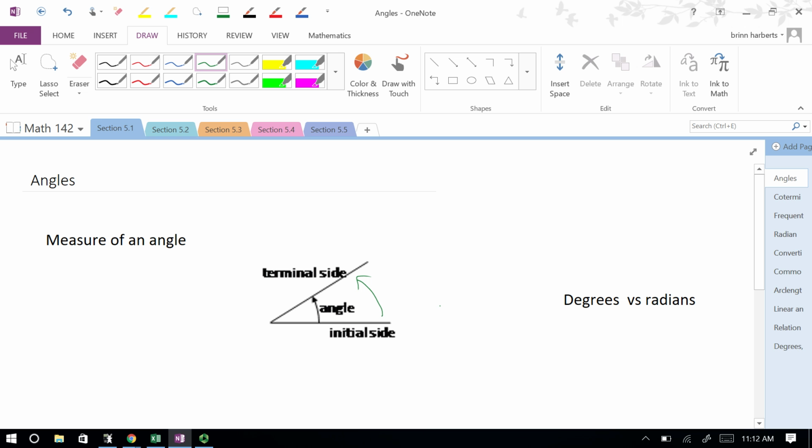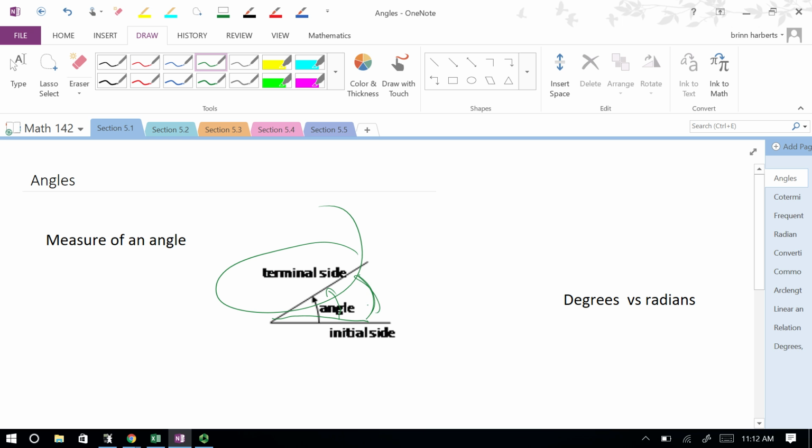So counterclockwise is considered a positive direction, and clockwise is considered negative, which is a little bit counterintuitive to me always, but that's how we've always measured angles. Okay. So we call where the angle starts its initial side, and then it rotates that side through some amount of a rotation, some amount of a circle, and wherever it ends is a terminal side.